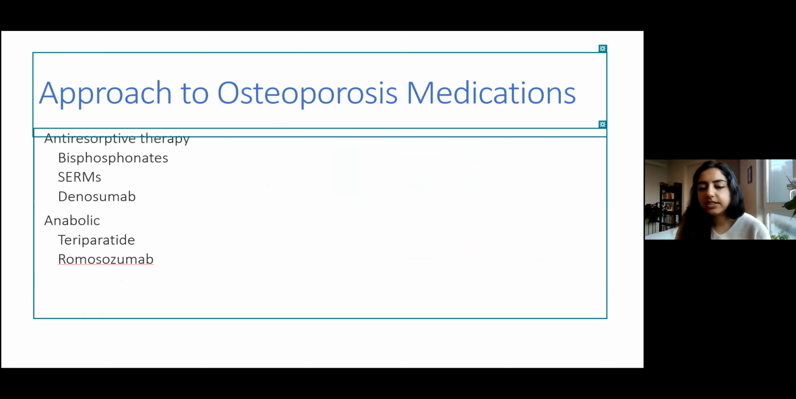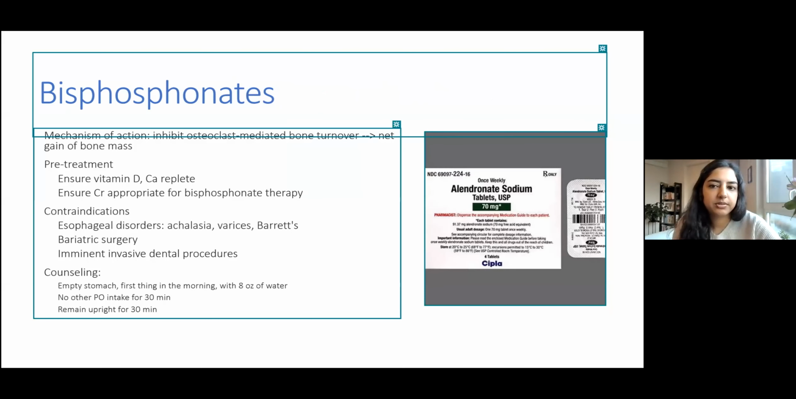With regards to osteoporosis medication, we're going to switch gears to the actual meds that you will prescribe. The framework for thinking about medications is there are two major buckets. There's anti-resorptive therapy, which is medications that interfere with the physiologic or pathophysiologic resorption of bone. And then there's anabolic medications, which actually help build bone. So we'll drill into those two categories now.